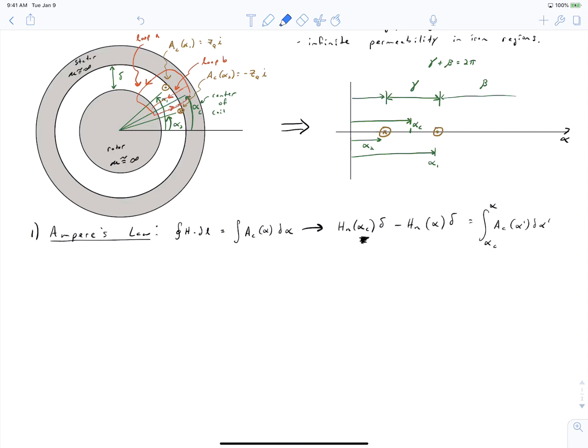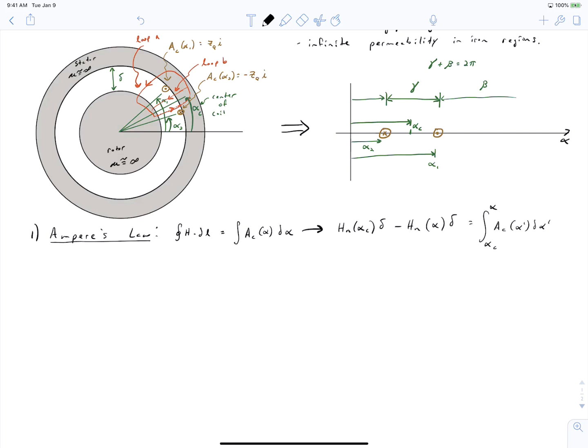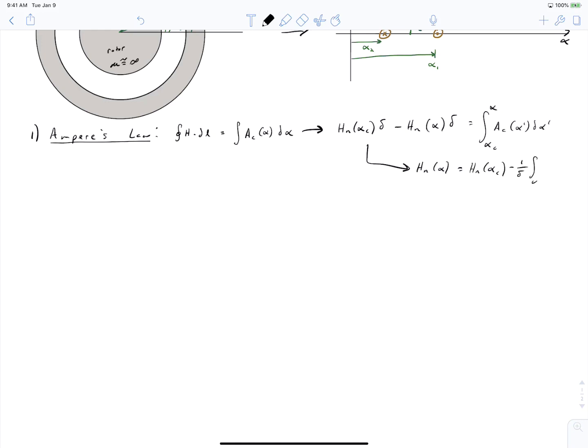But for convenience, we've already labeled alpha c, so we'll call it alpha c that we're evaluating the first part of our Amperean loop on. And then we're going to return somewhere else. That's at location alpha. And so when we set up our line integral for our current, it looks like this. And the alpha prime business is just setting up an integration variable, just mathematical notation.